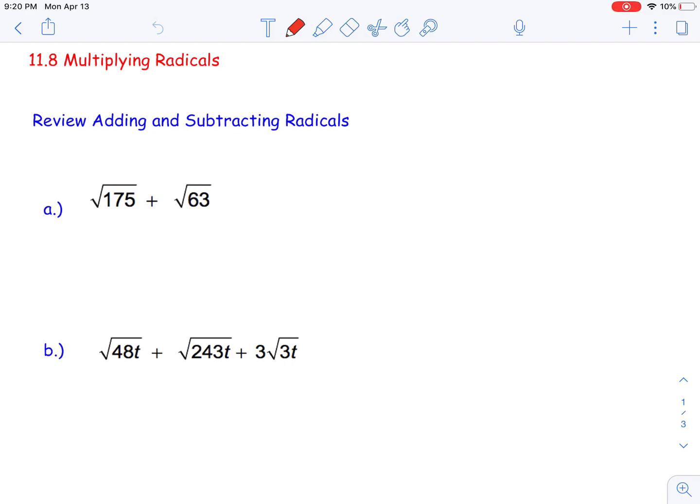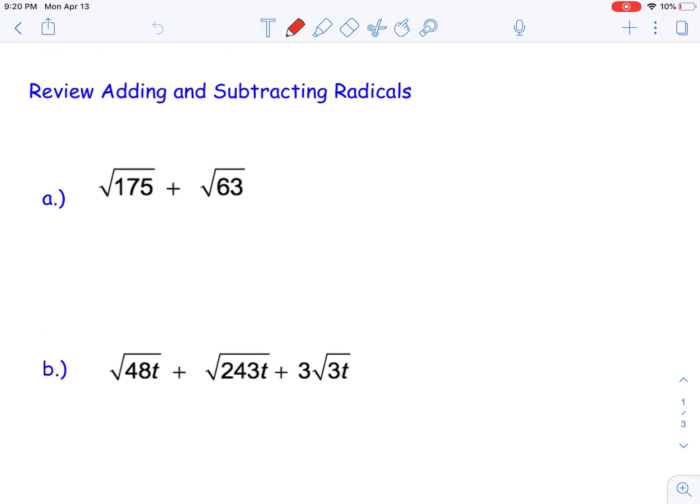So before we go into multiplying, I want to practice adding and subtracting because that was over a week ago. Remember, we can only add and subtract radicals that have the same number or the same expression underneath the radical. So we have to simplify our radicals first and then see if they have the same thing under the radical and then add them together.